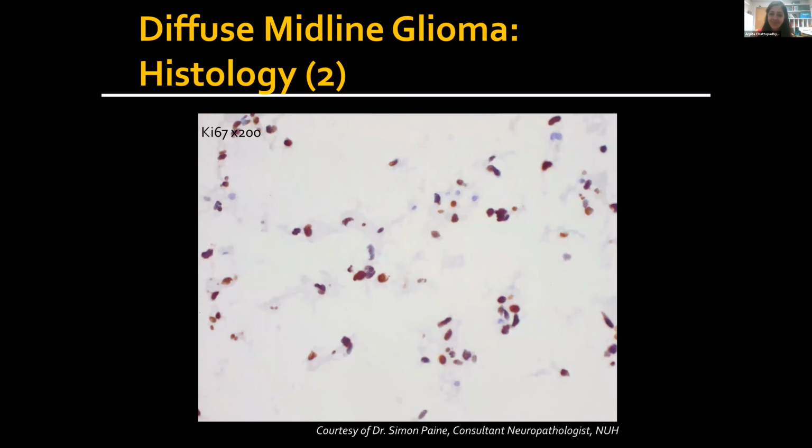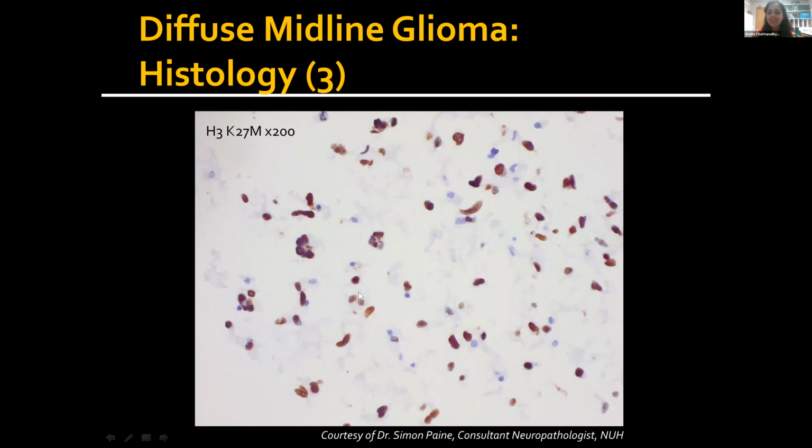The Ki-67 proliferation index is high, and that's all of these brown nuclei. And this is quite important. So we, on this slice, have stained for the product of the H3K27M mutation. So it stains positively. So because the stain's positive, it means that the tumour has that mutation.